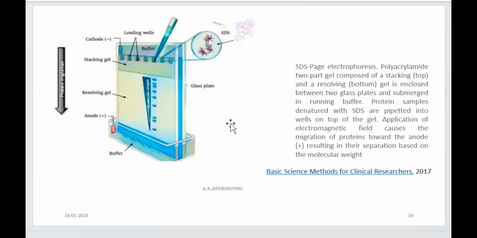The system is entirely a vertical system. You are loading the sample in the particular wells, but at that time it should get concentrated, it should get compacted, and then it has to run down the resolving gel so that you will get sharp bands, and those sharp bands then will enter the resolving gel.